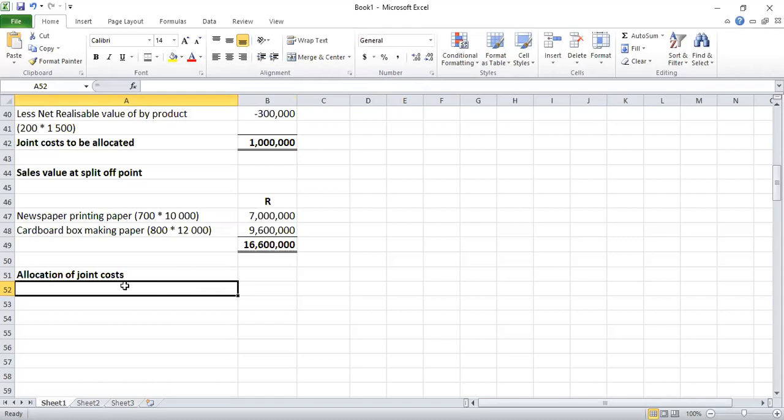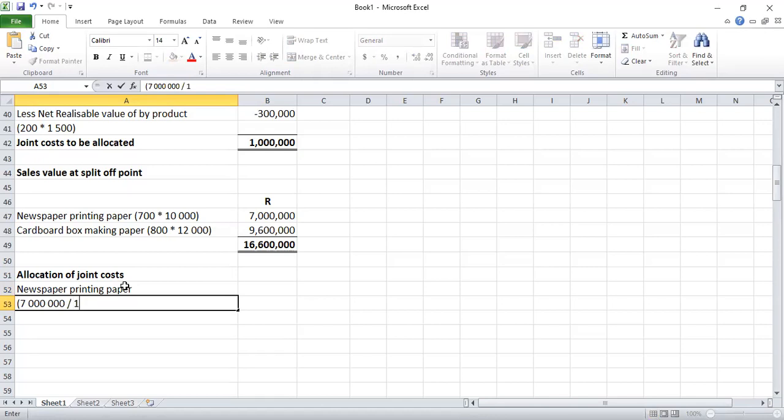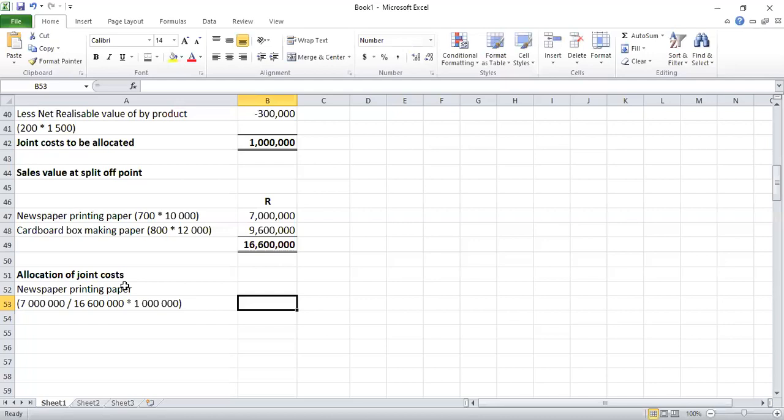Right. Then the allocation of the joint costs, newspaper printing paper, would be 7 million divided by 16.6 times 1 million. What do we get? $41,687.